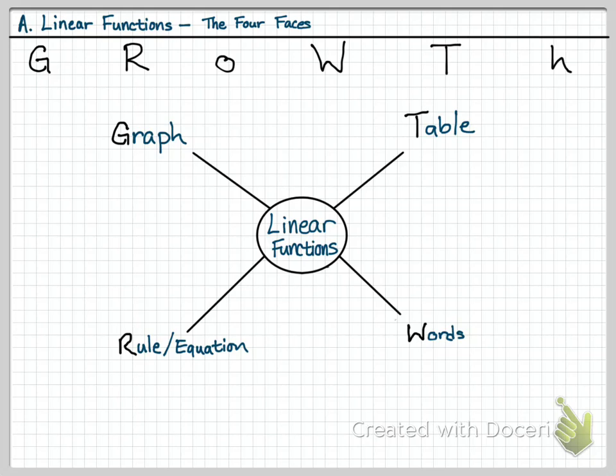So those are the four faces of a linear function, and all of them are different ways of looking at the exact same thing. So it's not four separate things, but four faces of the same function. Let's take a look at a graph of a linear function. There are four ways a graph could look. There are four examples in green right there.